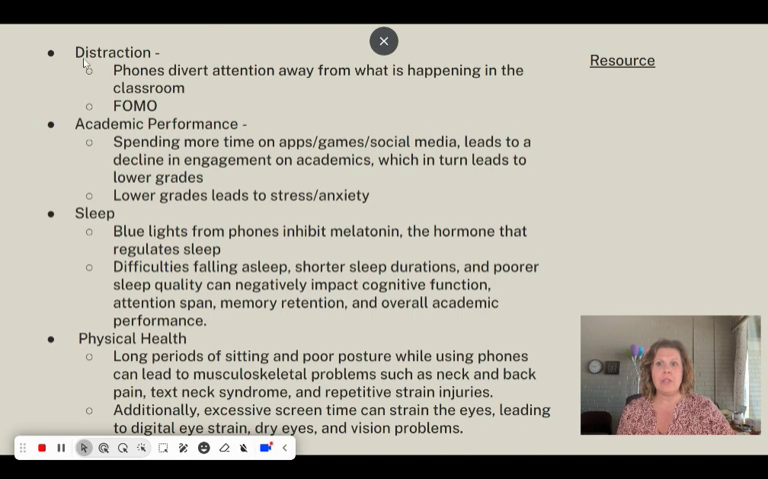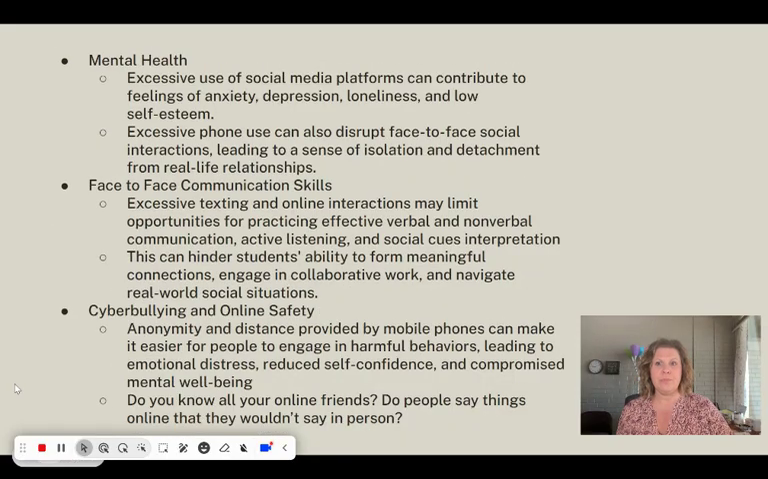So phones can be a distraction. They can affect academic performance because spending more time on apps, games, and social media leads to a decline in engagement on academics, and then that leads to lower grades. Lower grades then leads to stress and anxiety. Sleep is a big one. I've even noticed with myself sometimes that if I'm on my phone too much, the blue light from my phone really hurts my ability to fall asleep. And it can also affect your physical health.